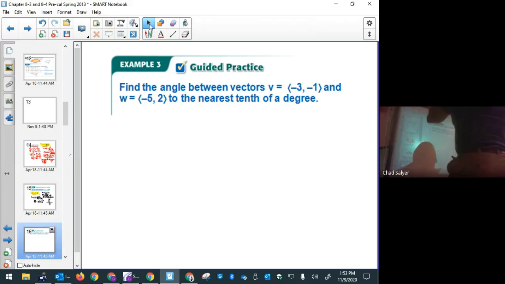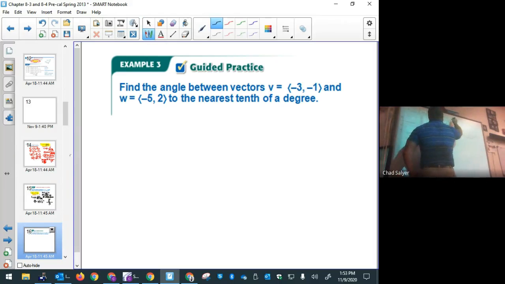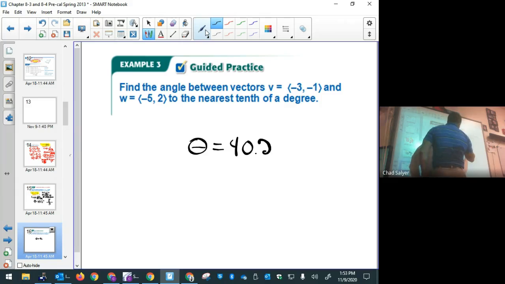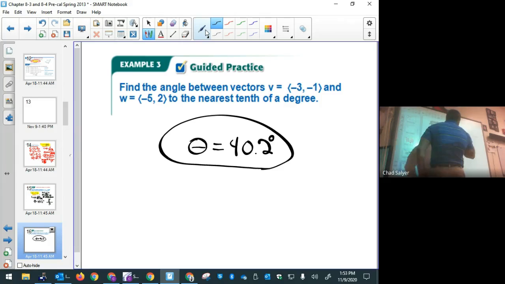Okay, so Maggie, tell me what this angle is. Very good. To the nearest tenth of a degree. Questions about that? So make sure you can reproduce that. You will have a quiz question, and then later on a test question based on this.